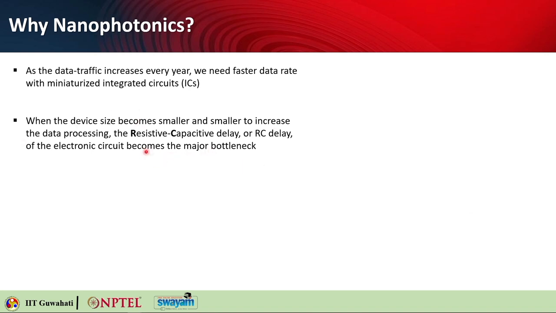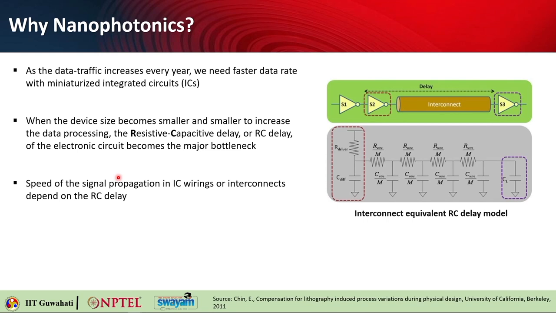That will be the RC delay. With the device sizes becoming smaller and smaller, that actually increases your data processing in a small volume. But the RC delay or resistive capacitive delay in the electronic circuit becomes a major bottleneck. Now, why do you see this RC delay? Any transistor you can model as an equivalent RC network. Every node in an electronic circuit can be thought of as capacitive in nature. So to charge or discharge that node, there is a finite charging and discharging time. And that restricts the speed beyond which you cannot go.